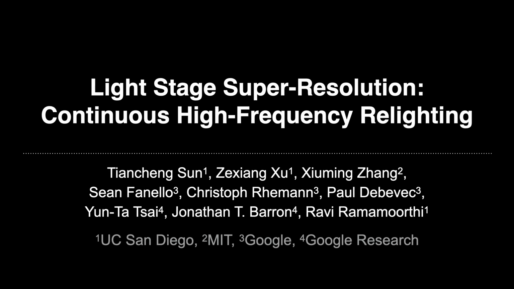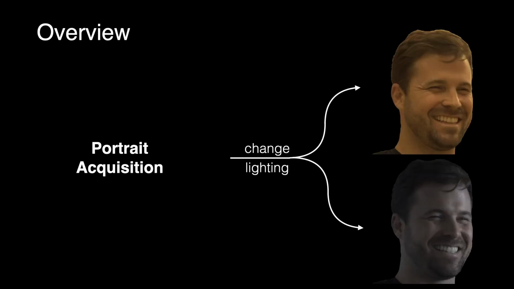Today I'm going to talk about our recent research on light stage super resolution, which focuses on continuous high frequency relighting on human faces. Relighting human faces has been a central problem in computer graphics. More specifically, we capture the appearance of human faces using some devices, and then change the lightings and produce photorealistic relit rendering of the subject.